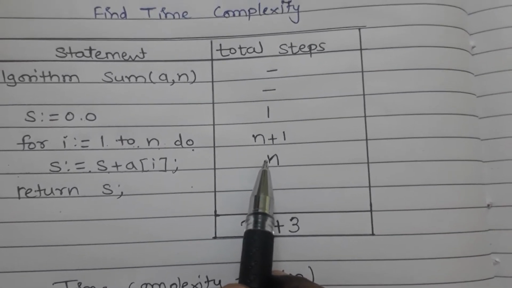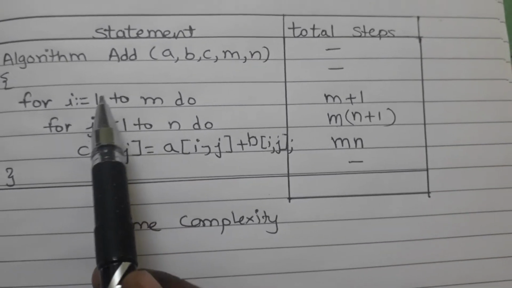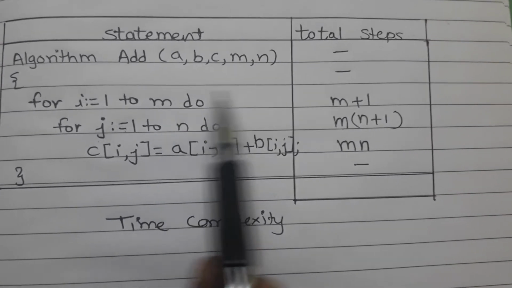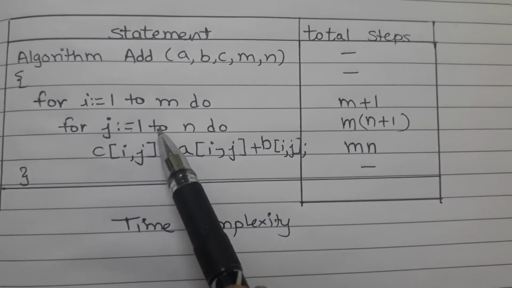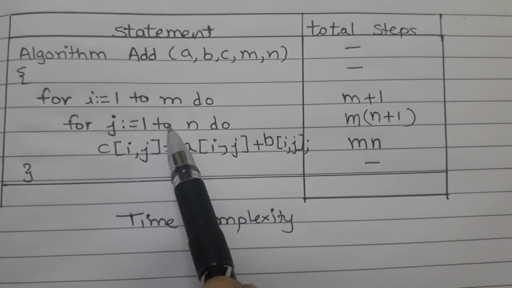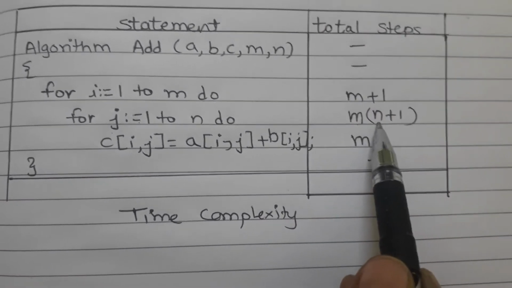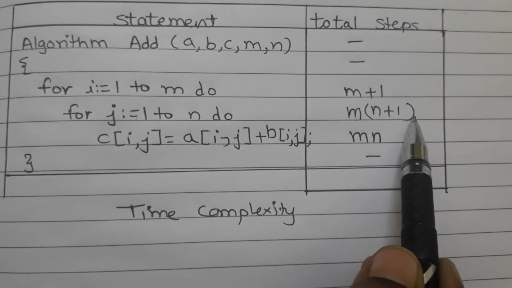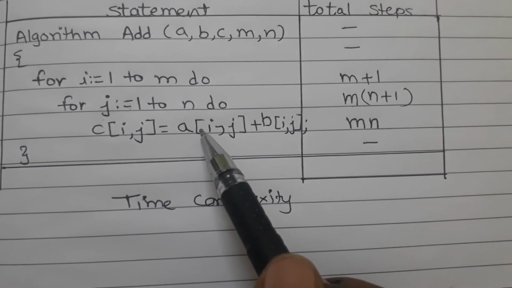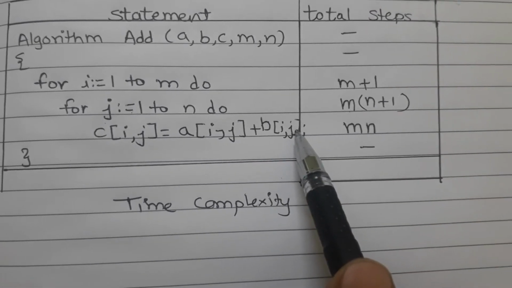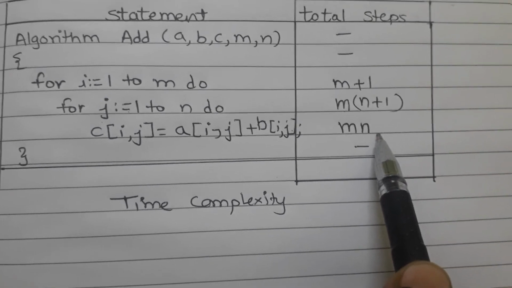So here this outer for loop will be executed m plus 1 times. Within this for loop there are two parts. The inner for loop will be executed m into n plus 1 times, and within this nested for loop, this statement is present, so it will be executed mn times.